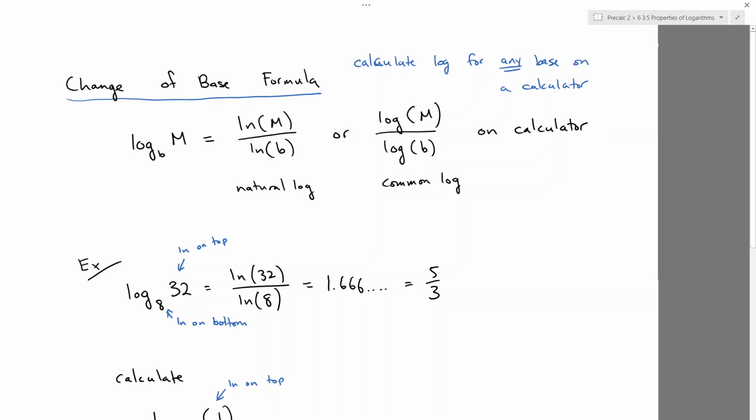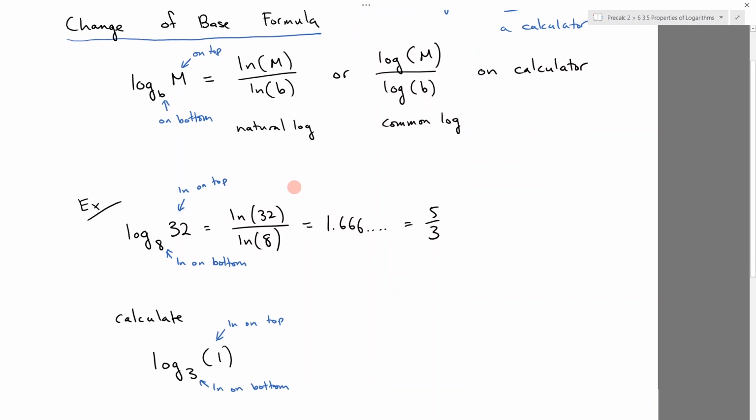And the way the change of base formula goes is this. This thing goes on top, and then the base goes on the bottom. And it doesn't actually matter whether you use the natural log or the common log. So you separate it into a fraction of logs, and again, this thing becomes a log on top, and then the base becomes a log on the bottom. So let's see how the change of base formula works.